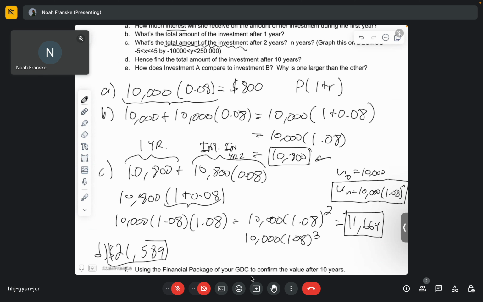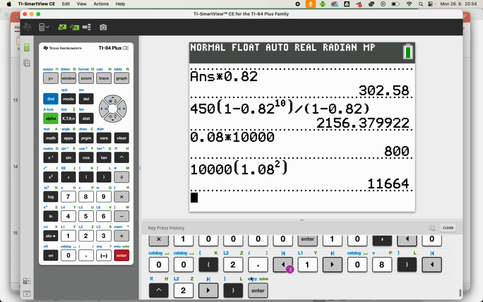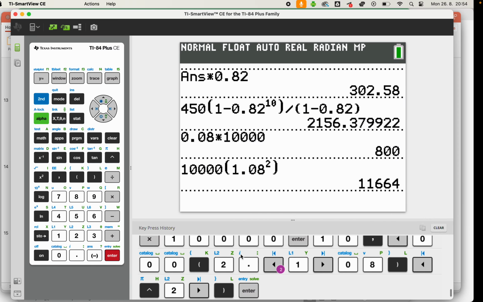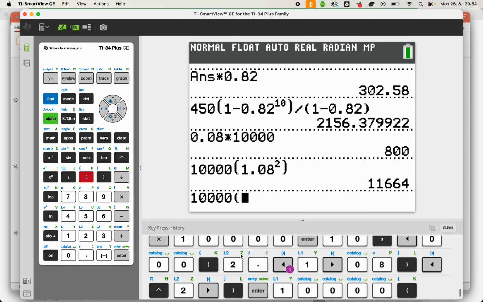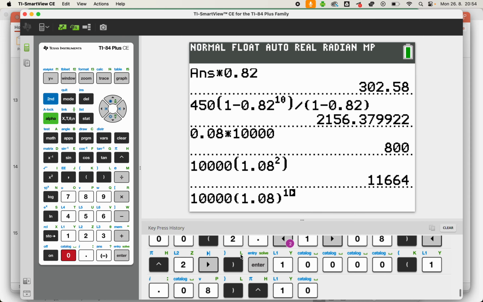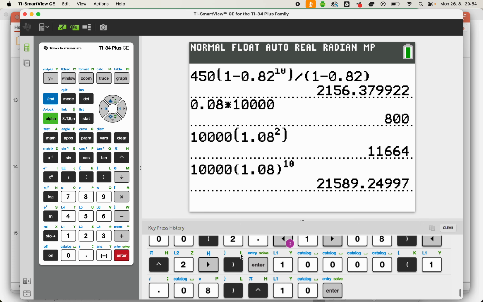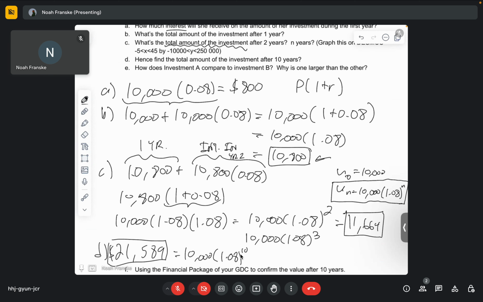And we could have done it with the formula. It should be 10,000 times 1.08 raised to the 10th. If we throw that into the calculator, 10,000 times 1.08 raised to the 10th should give us the same thing. Yeah, 21,589.25. To 3 sig figs, 21,600. There you go.